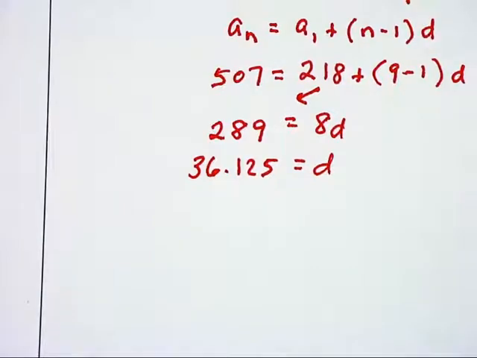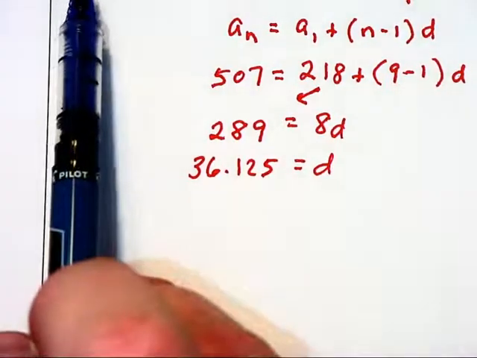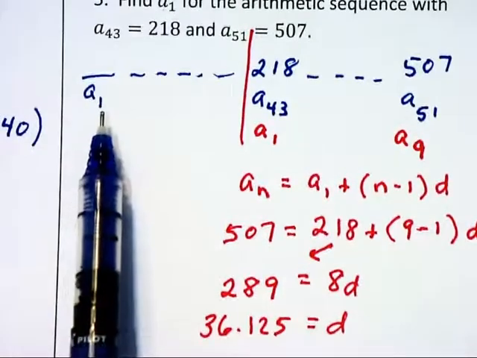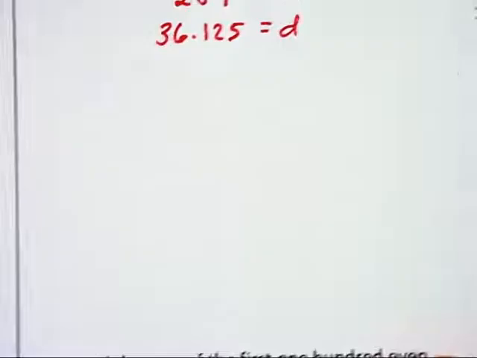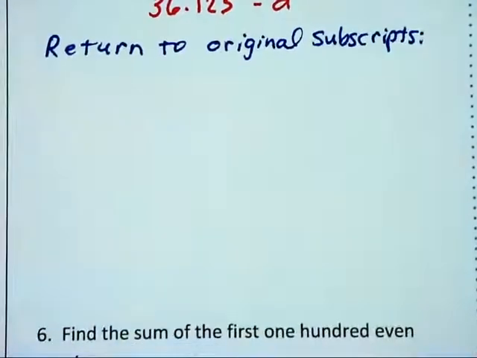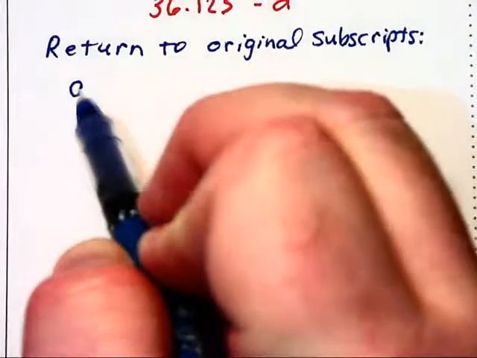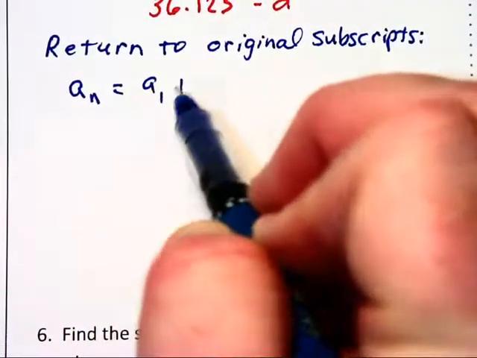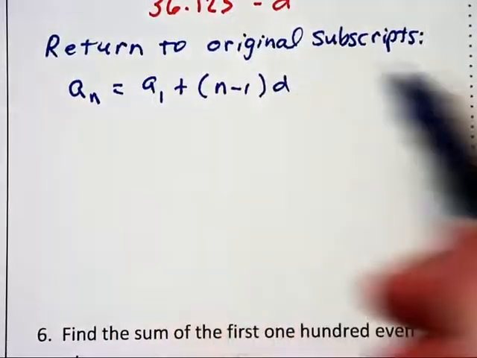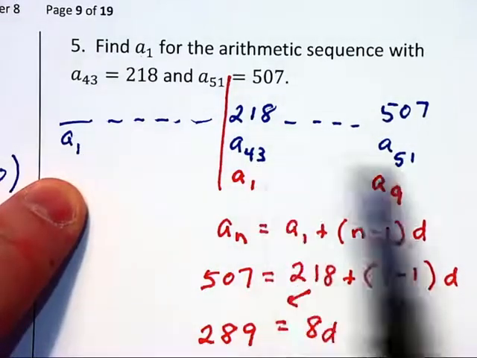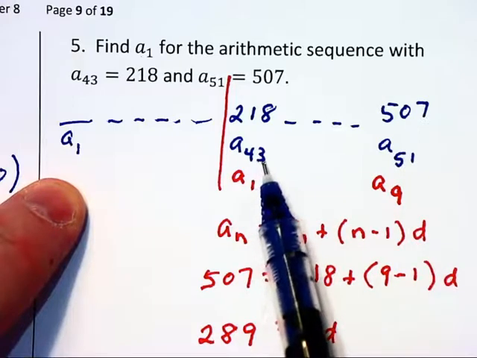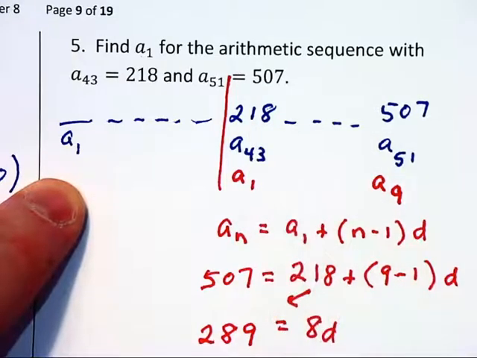Now that gives us our value of d. Now, I want to find a sub 1, and I don't want to subtract 42 from the subscript and have a negative subscript. So I'm going to return to my original subscripts. Let me write that down so you've got that in your notes. And I'm going to use the nth term formula again: a sub n equals a sub 1 plus n minus 1 d. As far as my nth term goes, I'd rather go with the smaller numbers. A sub 43 equals 218.